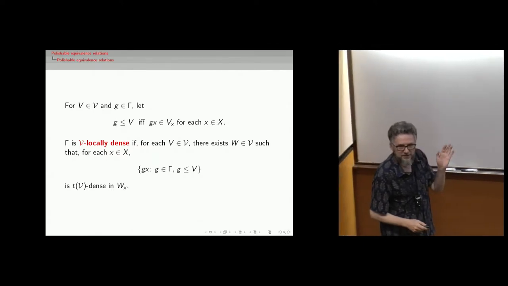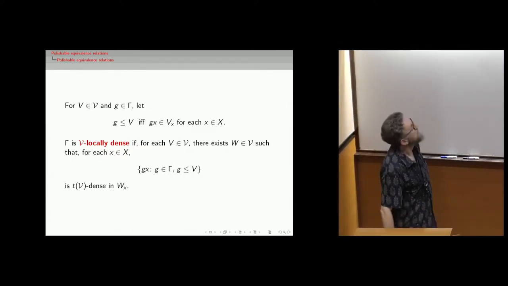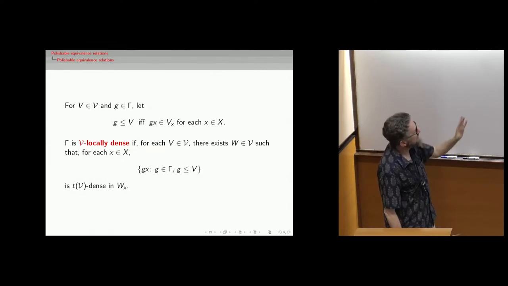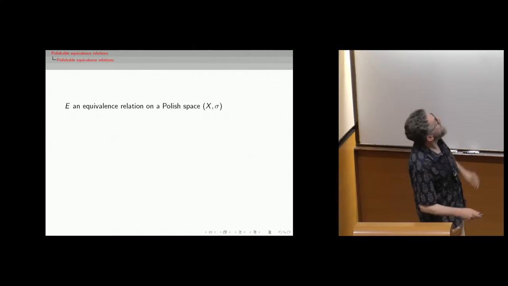Okay, is that okay? This is a crucial property that makes things work. Okay. So now to the definition.